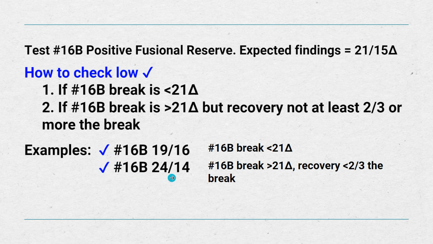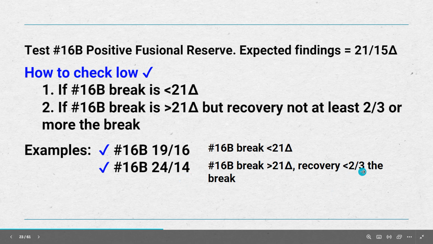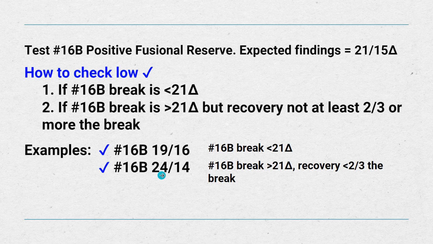As for the second example, is ang break niya is more than 21 lagi, pero ang iya recovery is less than two-thirds the break. Because ang kining recovery nato nga rin is ang 14, i-compare siya sa two-thirds sa break, which is ang 24, ang two-thirds sa 24. Pila may two-thirds sa 24? A, that is a 16. Okay? So, ang 14 compared sa 16, mas gamay ang 14. So, that's why you have to check it low.